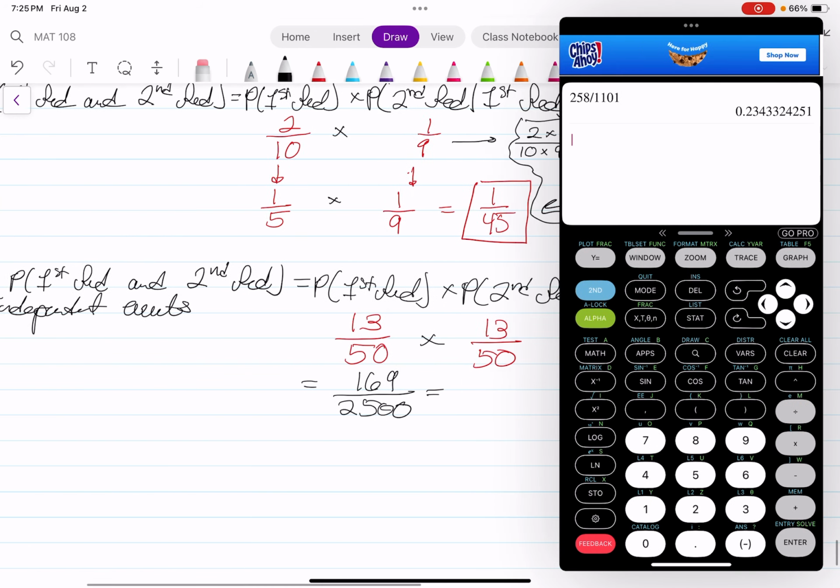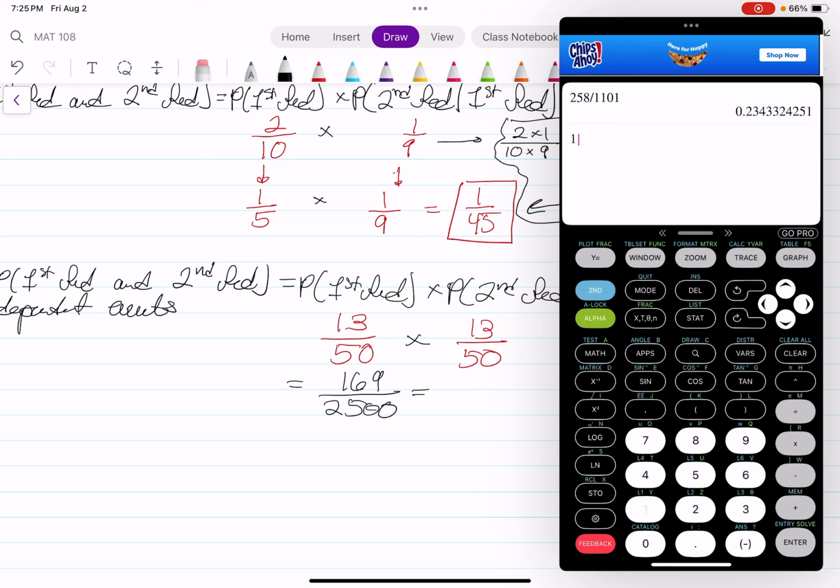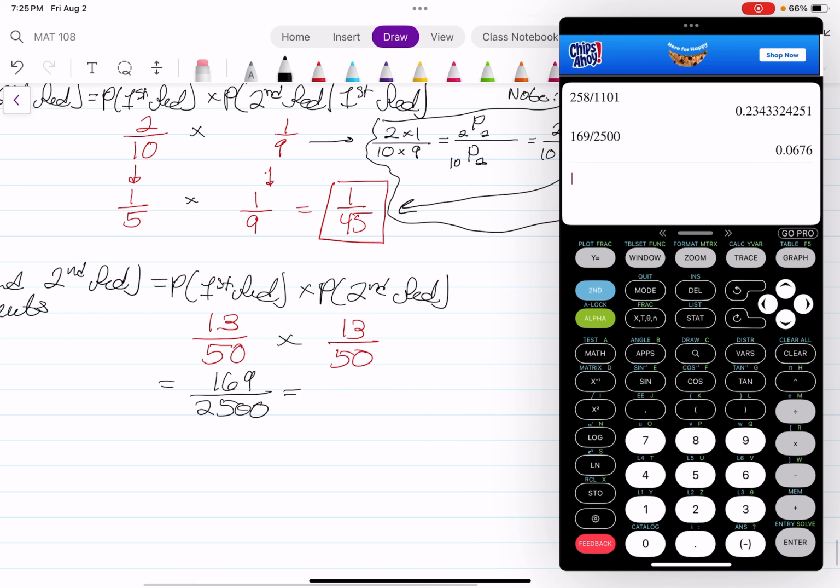And we're now going to round to 5 numbers after the decimal. And that's going to equal exactly 0.0676. And we round it accordingly. This is correct, actually. This is an exact value.